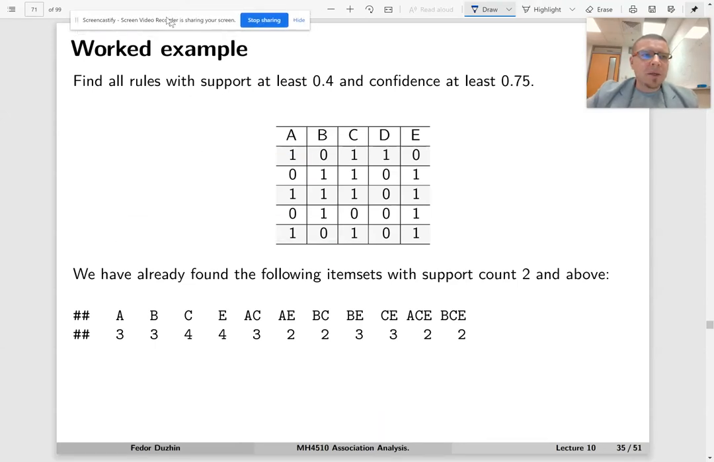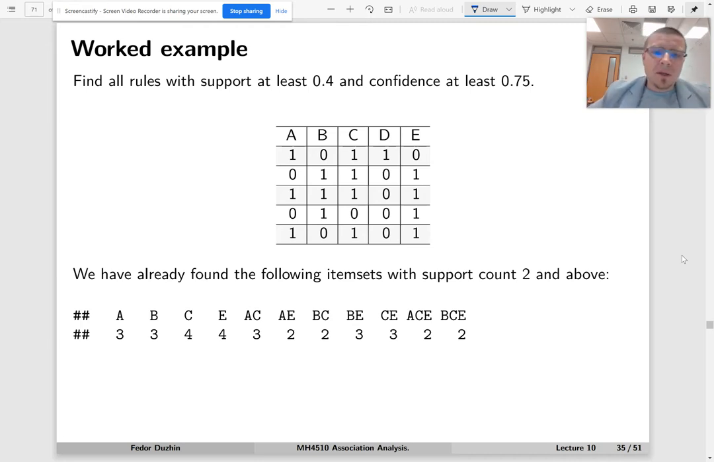All right, let me go through one example of computing these association rules with confidence at least 0.75. It is the same example as before. We have already found frequent item sets with support at least 0.4, which means count should be 2 out of 5 and above. Let me use this information to generate confidence rules.